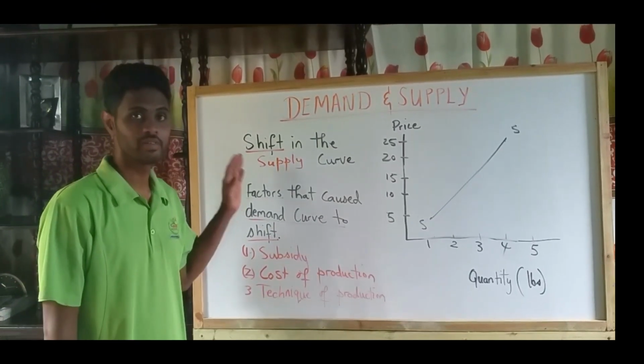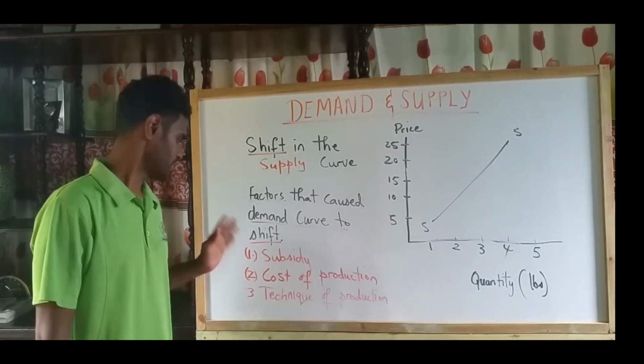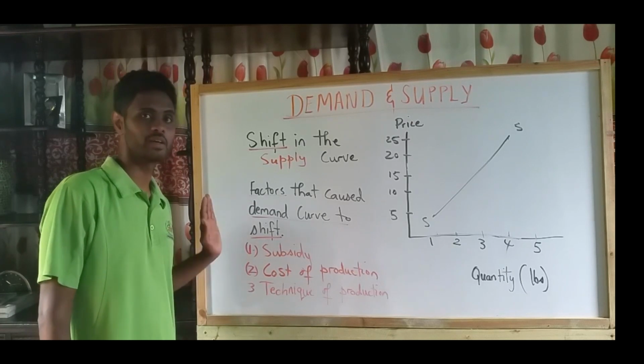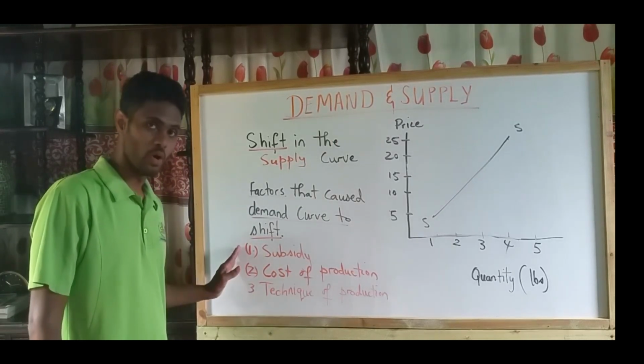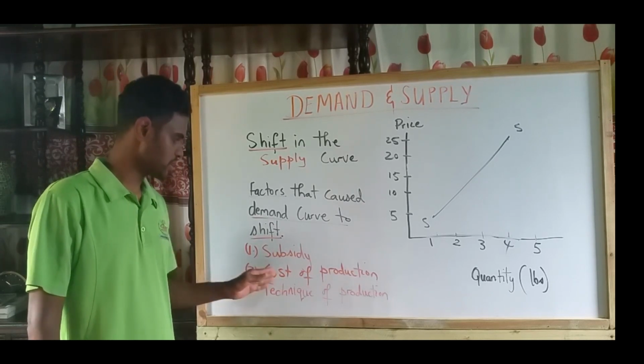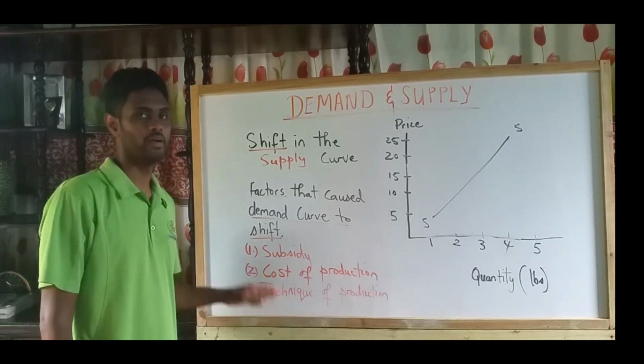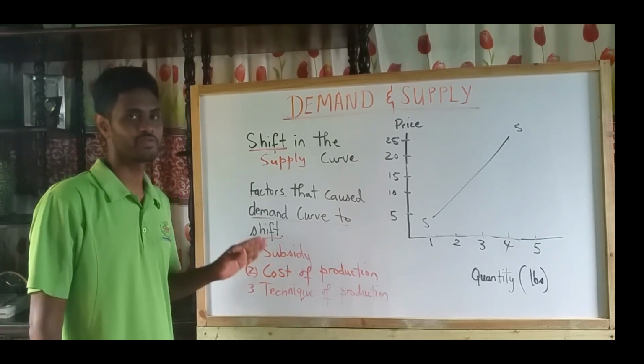Can the supply curve shift? Yes, the supply curve can shift. And I have 3 factors on the board that can cause the supply curve to shift. Number 1, we have subsidy. Number 2, factor cost of production. Number 3, techniques of production. Alright, so those 3 factors can cause the supply curve to shift.